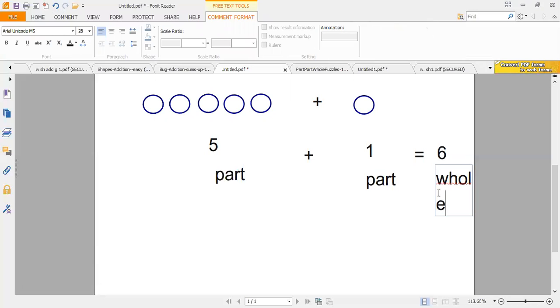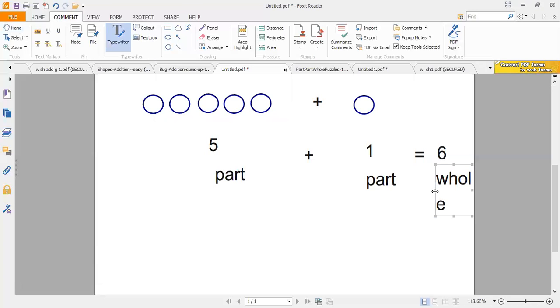So did you get this? Let's see this again. The parts are the smallest numbers and they have a plus sign between them. The whole is the biggest number and the whole is always after the equal to sign. The parts are the smallest numbers. The whole is the greatest number. Let's take an example.